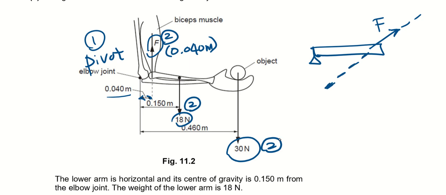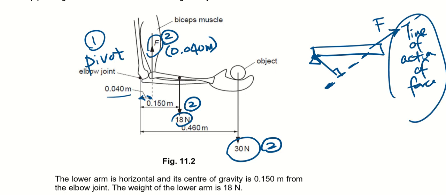Now in order to find the perpendicular distance, this is the line of action of the force. I need the perpendicular distance, and since the pivot is here, this will be my perpendicular distance. So you need to know how to draw the line of action of the force, and then with that you can find your perpendicular distance. But in this question, figure 11.2, the perpendicular is very straightforward. So for F, I say again, the perpendicular distance is 0.040.